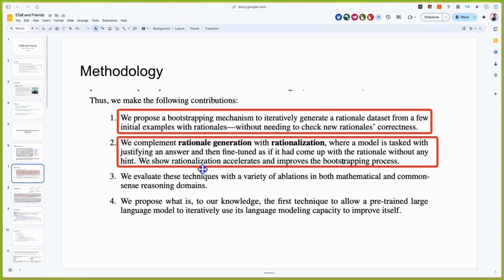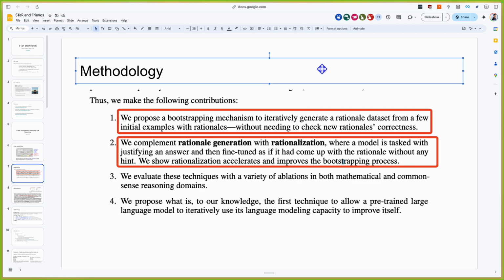So, methodology. Propose a bootstrapping mechanism to iteratively generate a rationale dataset from a few initial examples with rationales without needing to check new rationales' correctness. I really like these kinds of ideas where you can bootstrap from a small set of data and you don't need to really check the new set of data, because that enables you to scale pretty massively. We complement generalization with rationalization, where a model is tasked with justifying an answer and then fine-tuned as if it had come up with the rationale without any hint.